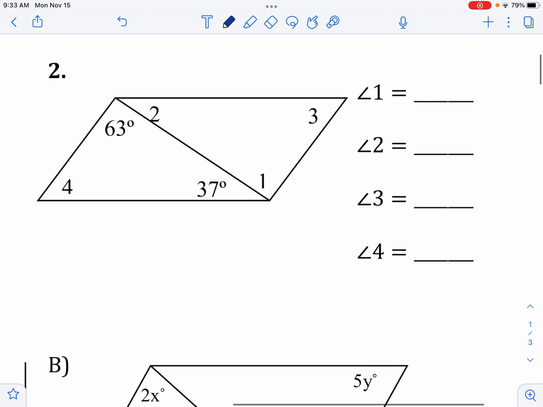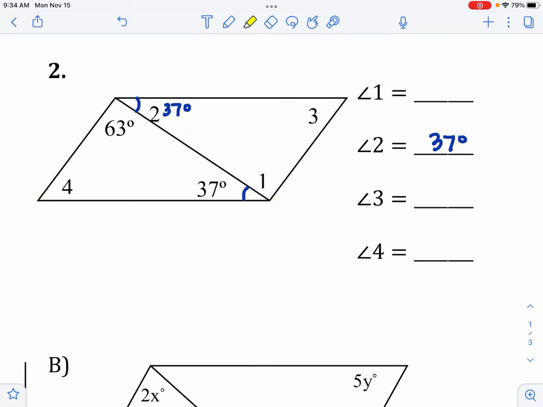All right, let's try problem number 2. Once again, I have a parallelogram. I know that these two lines are parallel. I know the other two lines are parallel also. And here is a transversal, and I know alternate interior angles are congruent. So I know this angle is congruent to this angle. So this is 37 degrees also. So angle 2, 37 degrees.